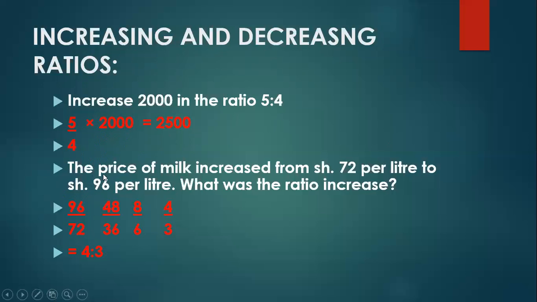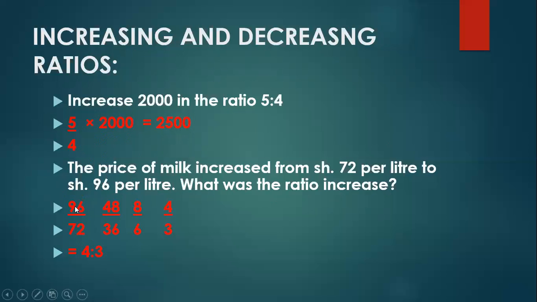Then also someone can ask you a very simple question like this. The price of milk increased from 72 shillings per liter to 96 shillings per liter. What was the ratio increase? So the keyword there is ratio increase, and I've told you, for an increasing ratio, you start with the larger value. So between 96 and 72, which one is bigger? It is 96. So you just need to write 96 over 72. Then we simplify.